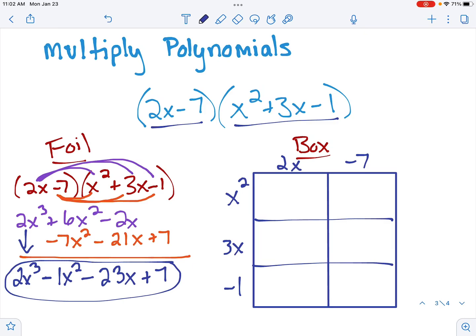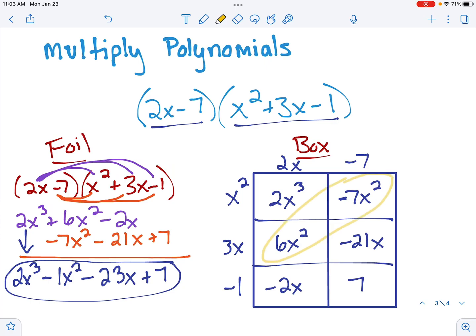Now I'm going to multiply just like we did before to get inside of each box. So I have x squared times 2x, which would be 2x to the third. X squared times negative 7 would be negative 7x squared. 3x times 2x would be 6x. 3x times negative 7 would be negative 21x. Negative 1 times 2x would be negative 2x. And negative 1 times negative 7 is positive 7. Oh, 3x times 2x is 6x squared.